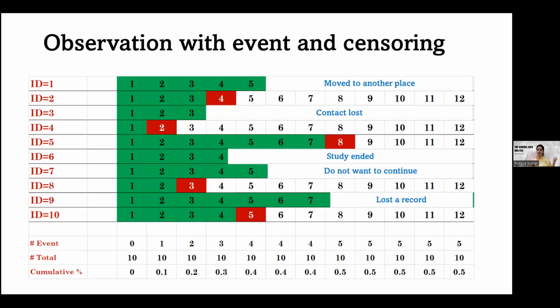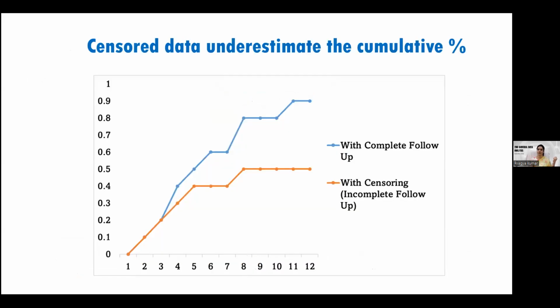So if there are censored data, what will it do? The censored data will underestimate the cumulative percentage. So in this case, this is the graph with censoring. If you have this censored data, then you should take that data into account.